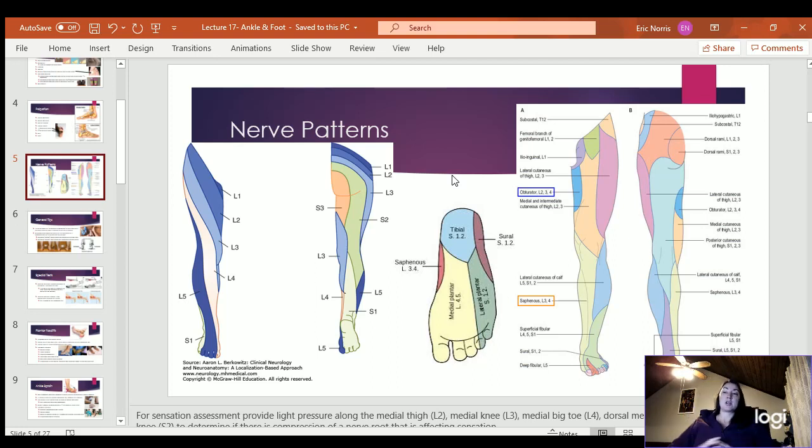And that's just to determine if there's any compression of a nerve root, if they have decreased sensation in one of those areas. Then as far as the other nerve patterns, it's a lot of them. So I suggest familiarizing yourself with those, so that you can recognize symptoms in patients.